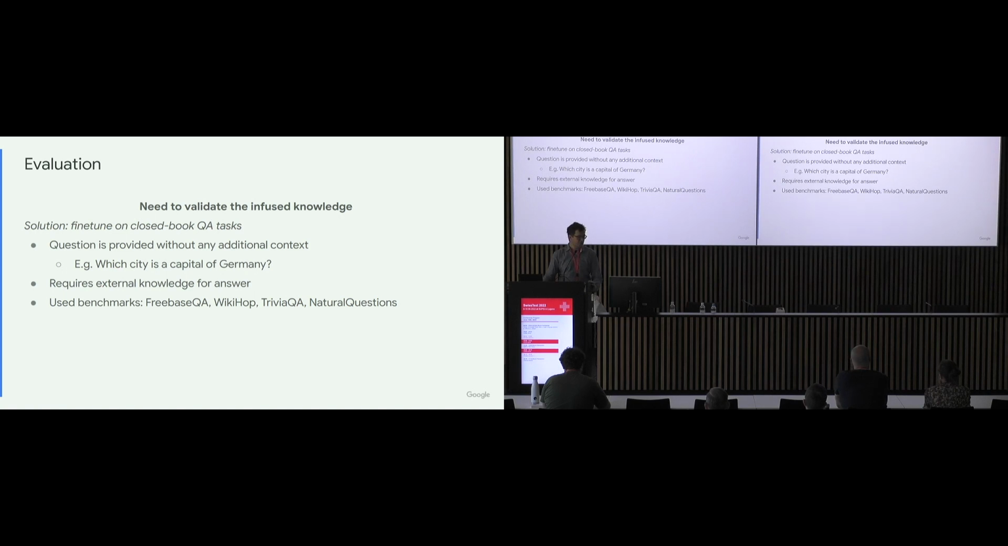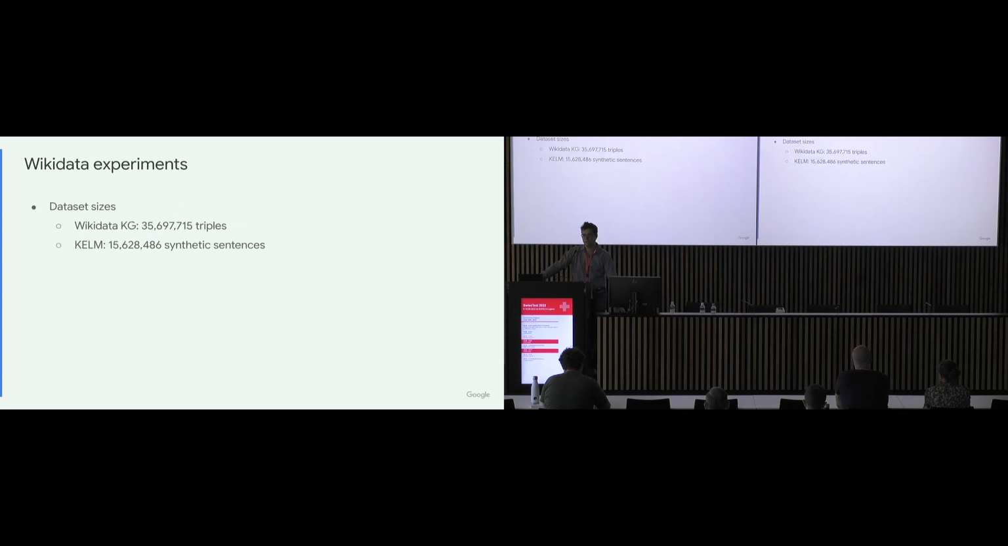You have a question like, for example, which city is capital of Germany? And this requires external knowledge for answer. So the datasets we tried: FreebaseQA, WikiHop, Trivia QA, and Natural Questions. Then Wikidata has 35 million triples, so you get an idea of the scale. And Kelm has 15 million sentences. So they don't actually have sentences for every single Wikidata triple, but they have okay coverage, acceptable coverage.